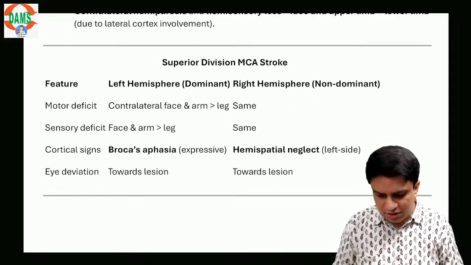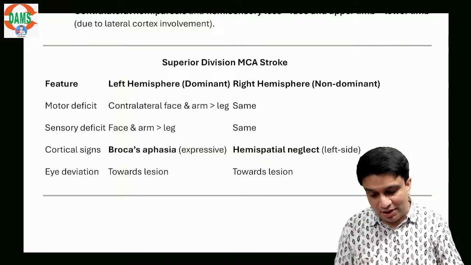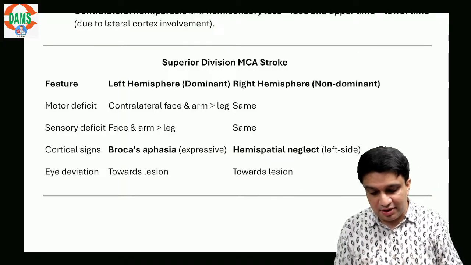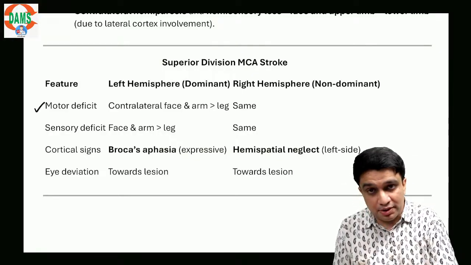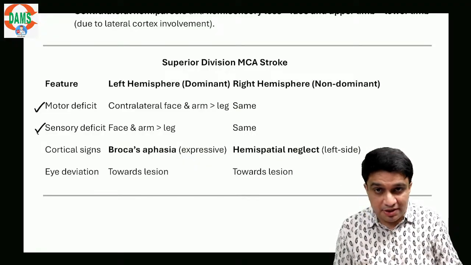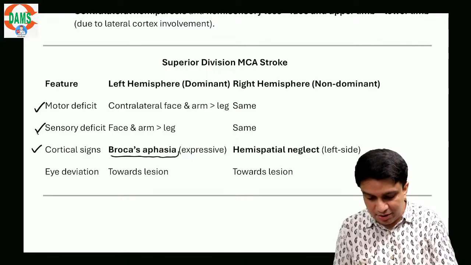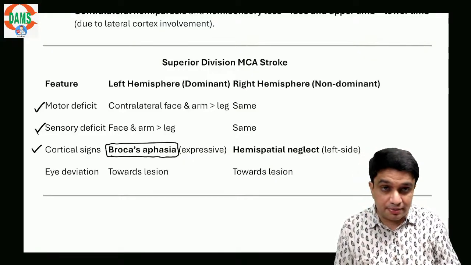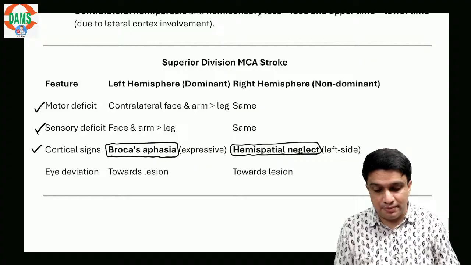So I don't think we need to discuss everything, but just a quick recap. If you have a lesion in the superior division, left and the right hemisphere, what will happen? Motor deficit will happen in both of them. Sensory deficit again will happen in both. But please remember, if the lesion is on the left, Broca's area will be involved, expressive aphasia will occur. But if the lesion is on the right, then hemispatial neglect will occur.